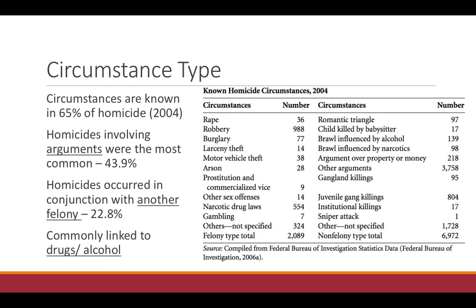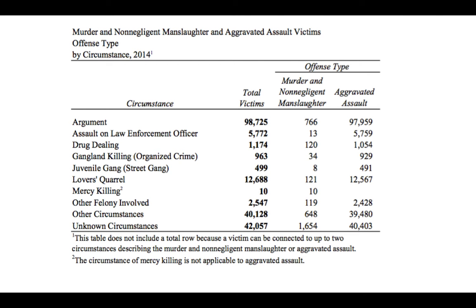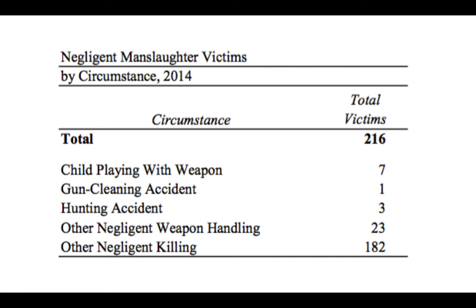So you can see here known homicides, and these are raw numbers as opposed to rates, but we can see a variety of circumstances here. We can also look at murder and non-negligent manslaughter versus aggravated assaults, right? And we can look at the circumstances here as well. So we can still see, even with aggravated assaults, that argument is the most common circumstance. In terms of negligent manslaughter victims by circumstance, we see a child playing with a weapon, a gun cleaning accident, a hunting accident, other negligent weapon handling, and then the most common being some other type of negligent killing.